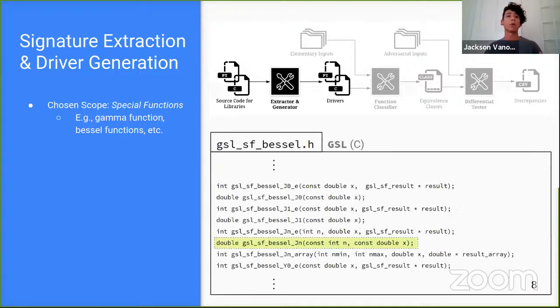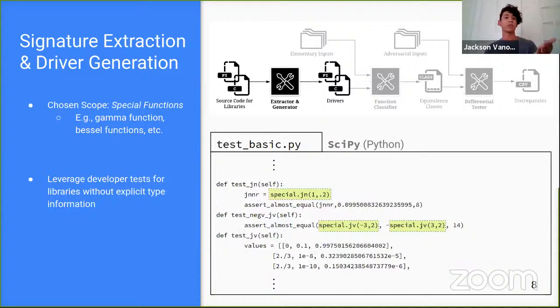And so because of that, for libraries that have type information, like here we have the header file from GSL, we can just parse these and identify which functions are candidates for our testing and fit in our scope. But consider libraries like the ones written in Python that don't have that type information. Our key insight here is to leverage developer tests to extract function signatures. So here we see an excerpt from a SciPy developer test, and we can see some of those functions there that are targeted for extraction because they are called with those elementary data types. They're candidates for being special functions.